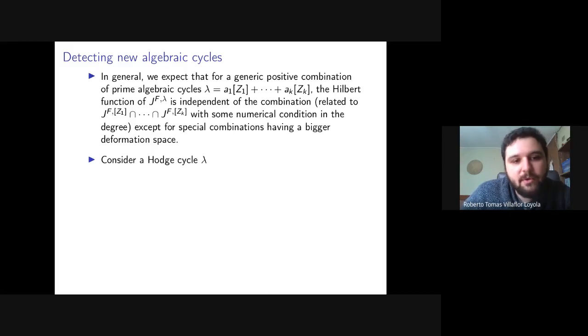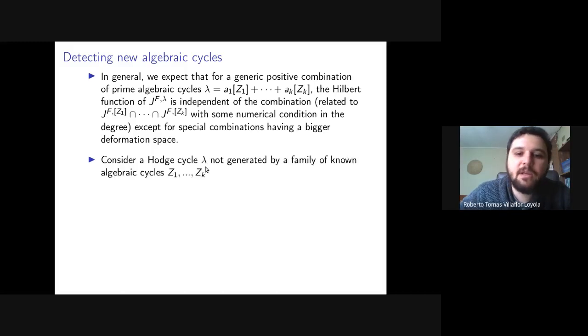So what we do is the following: consider a Hodge cycle lambda, for which, in the best possible way, we know its Griffiths form, for instance, and we take this class and it's not generated by a family of known algebraic cycles. For instance, we can assume that these are the linear cycles in Fermat, or maybe the linear cycles and the Aoki-Shioda cycles, and we're looking for a new algebraic cycle, right? So we don't know how to do this, but we are able to produce a Hodge class in Griffiths form, which is not generated by them, and we want to detect the algebraic cycle that it's supporting.